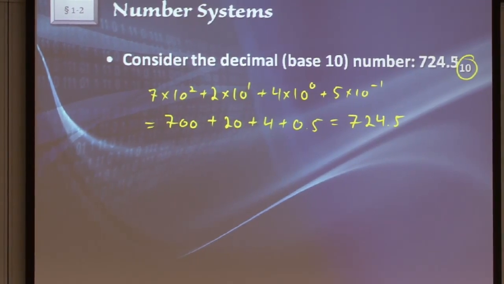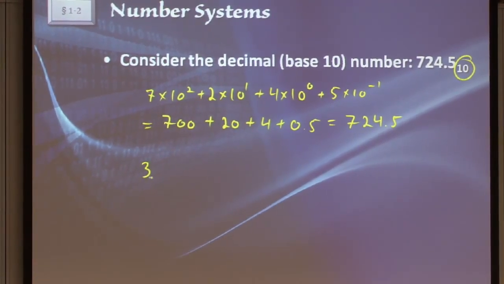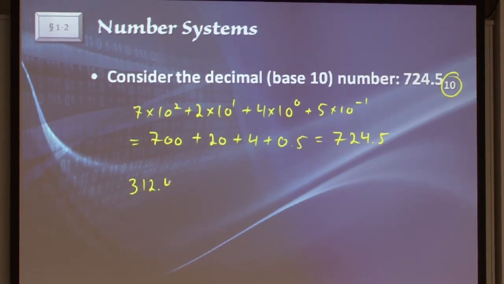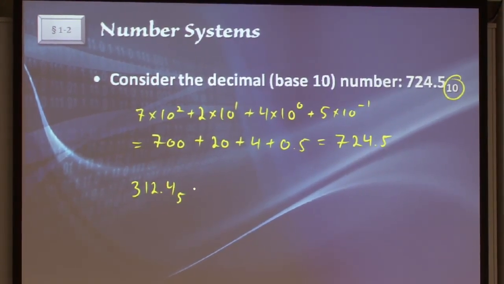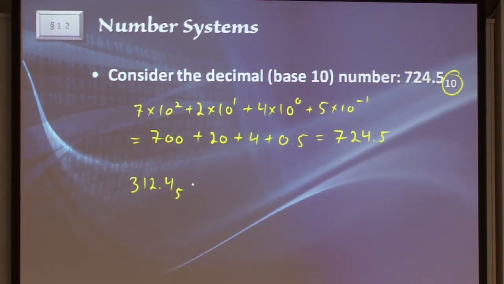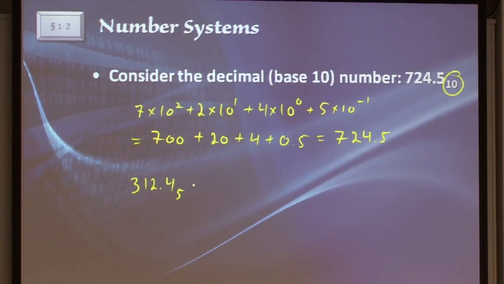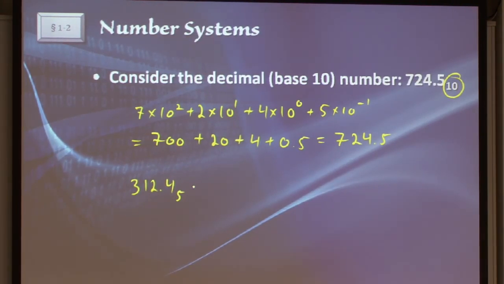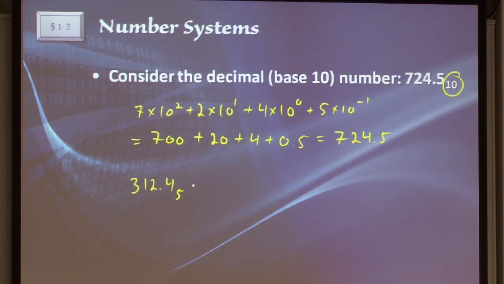Let's take a number in base 5, the number 312.4, with a subscript of 5. Now, when I talk about base 5, the first thing you have to think about is we only have 5 digits. So we can really only count 0, 1, 2, 3, and 4. 5 digits, yeah? It works out. So this number cannot have something like 372, because there's no such thing as a 7 in base 5.